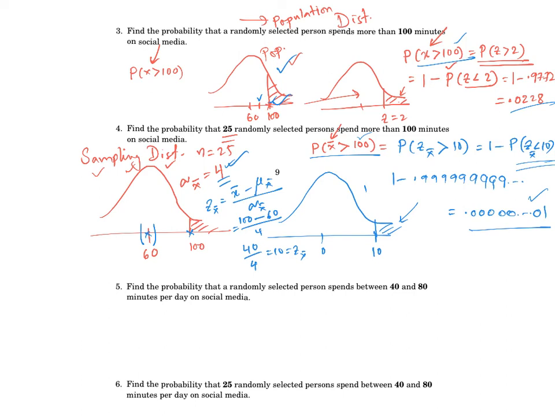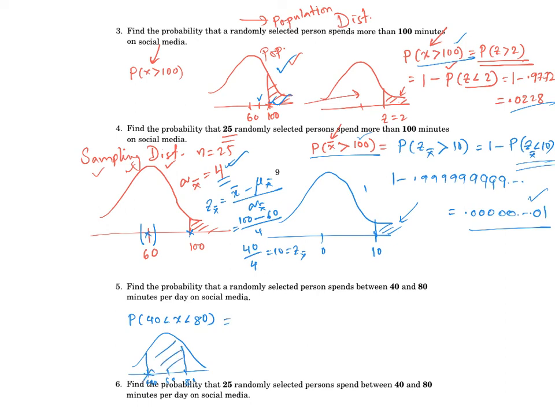Now find the probability that a randomly selected person spends between 40 and 80. So that is the probability of 40 less than x less than 80. Okay. Now I'm just going to quickly draw something here. So 40 is here. Okay. 80 is here. And the middle is 60. So it's like going one standard deviation to the left, one standard deviation to the right. You want everything in between.